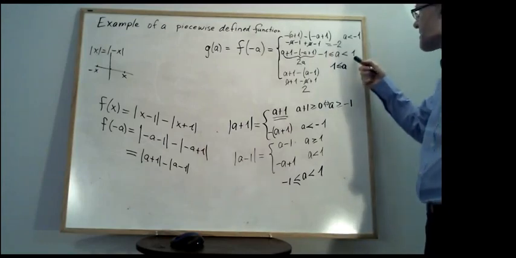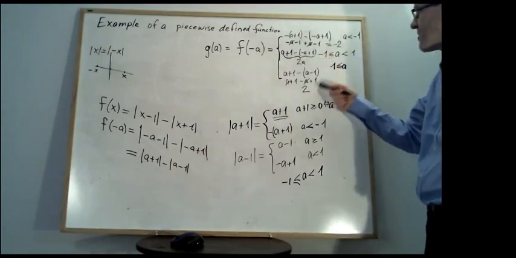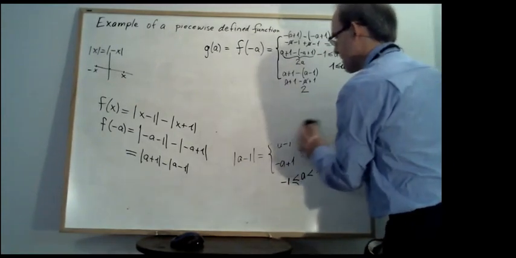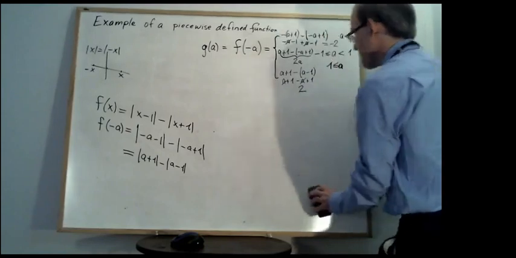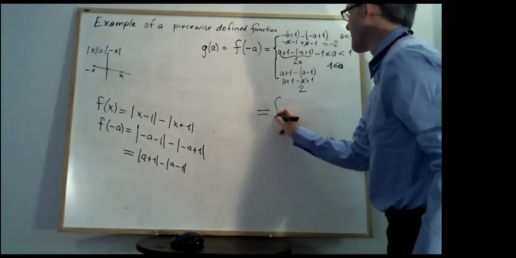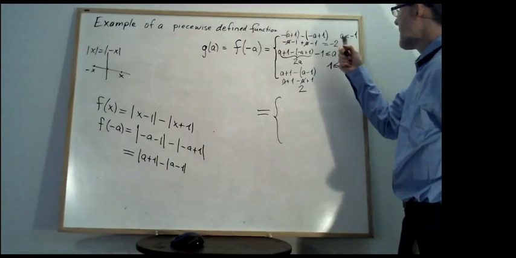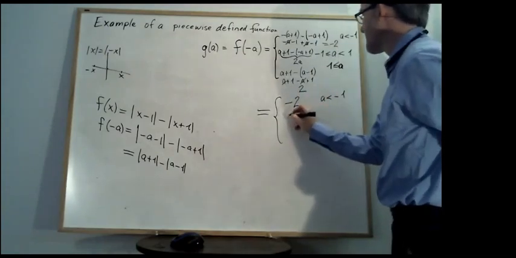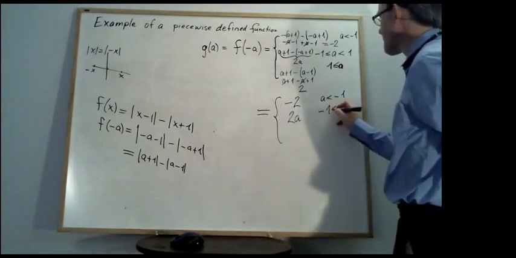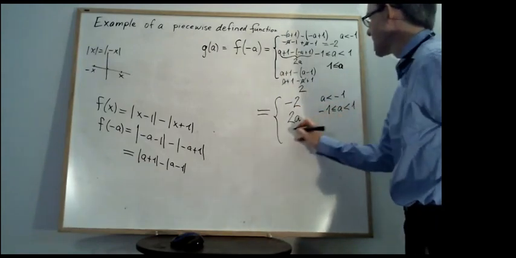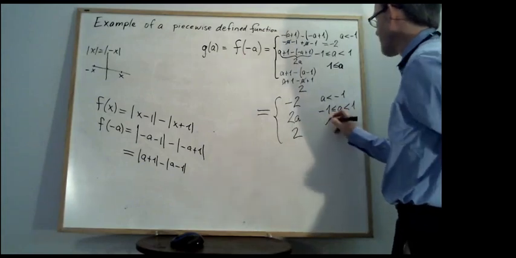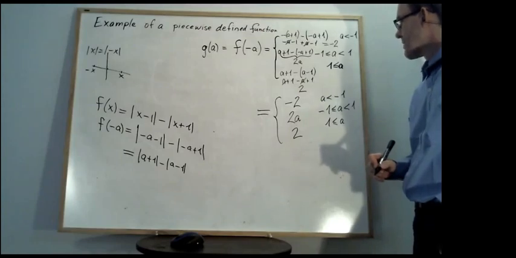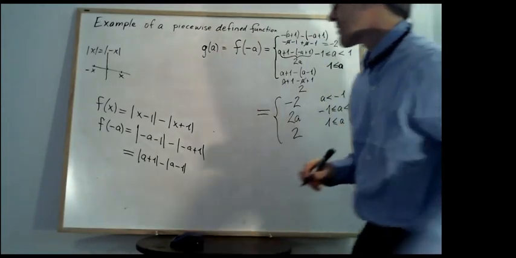So simplifying this, I've had to do a calculation just to show you what the functions are at each interval. But to rewrite this, I get -2 for a less than -1, 2a for -1 less than or equal to a less than 1, and +2 for 1 less than or equal to a. So let's see what the graph looks like for this.